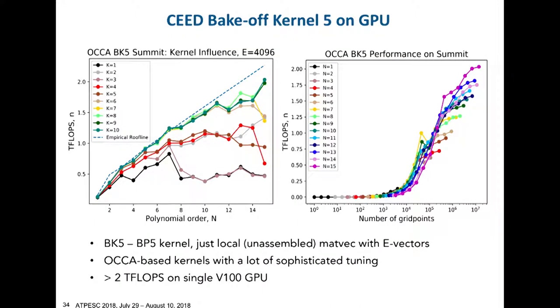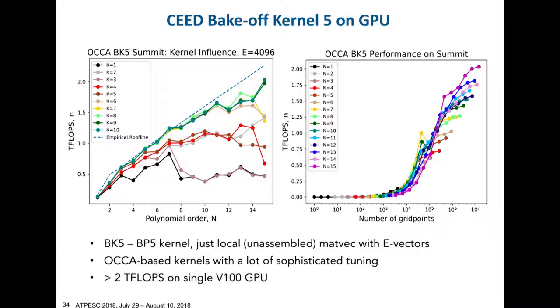Now we are also, of course, optimizing for GPUs. This is another of the benchmark problems, benchmark problem 5, which corresponds to a solve with a stiffness matrix where the degrees of freedom and the quadrature points coincide, like in a spectral method. And these are some results with an OCCA-based kernel in CEED. I believe you've heard about OCCA. This allows us in particular to run on the GPUs.